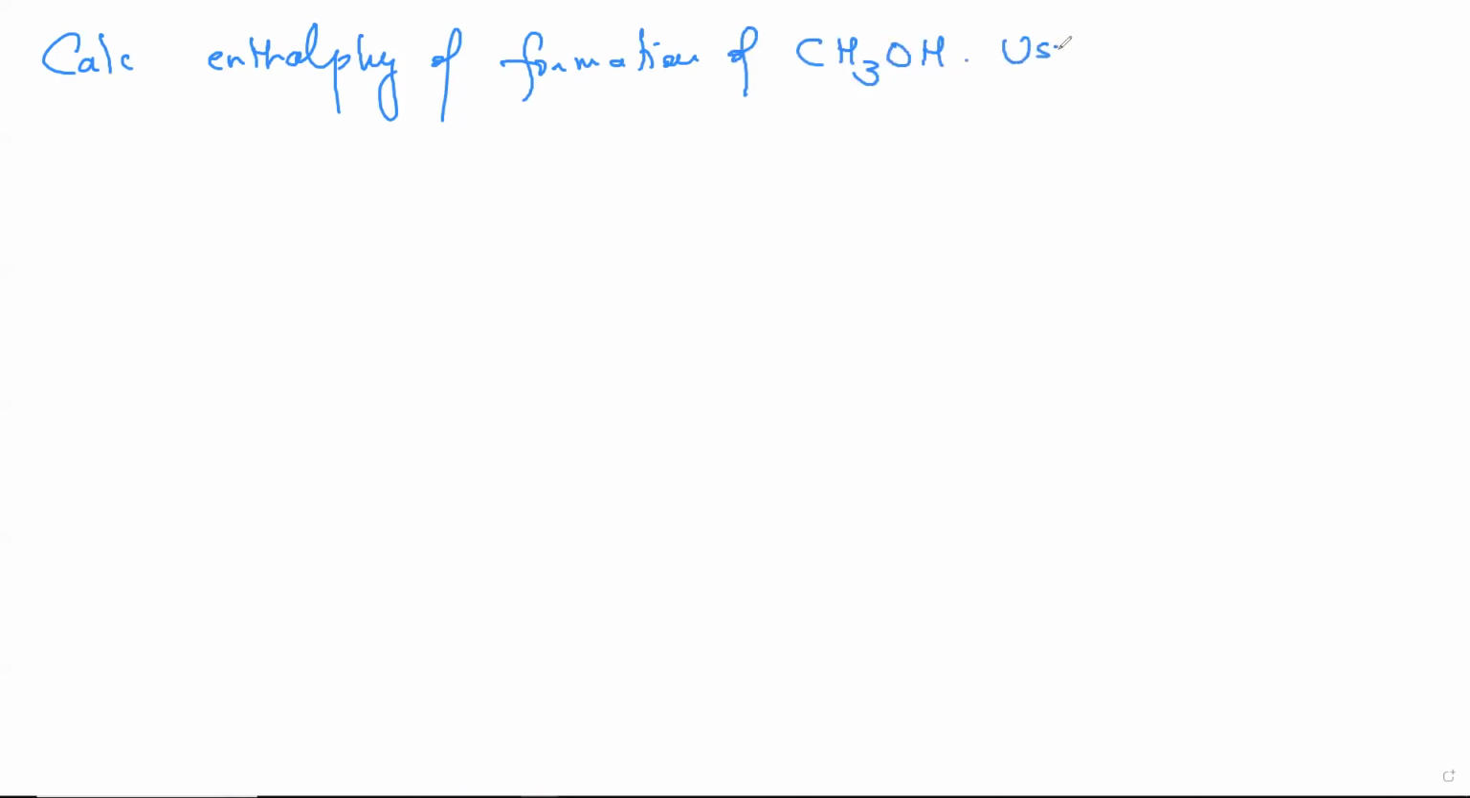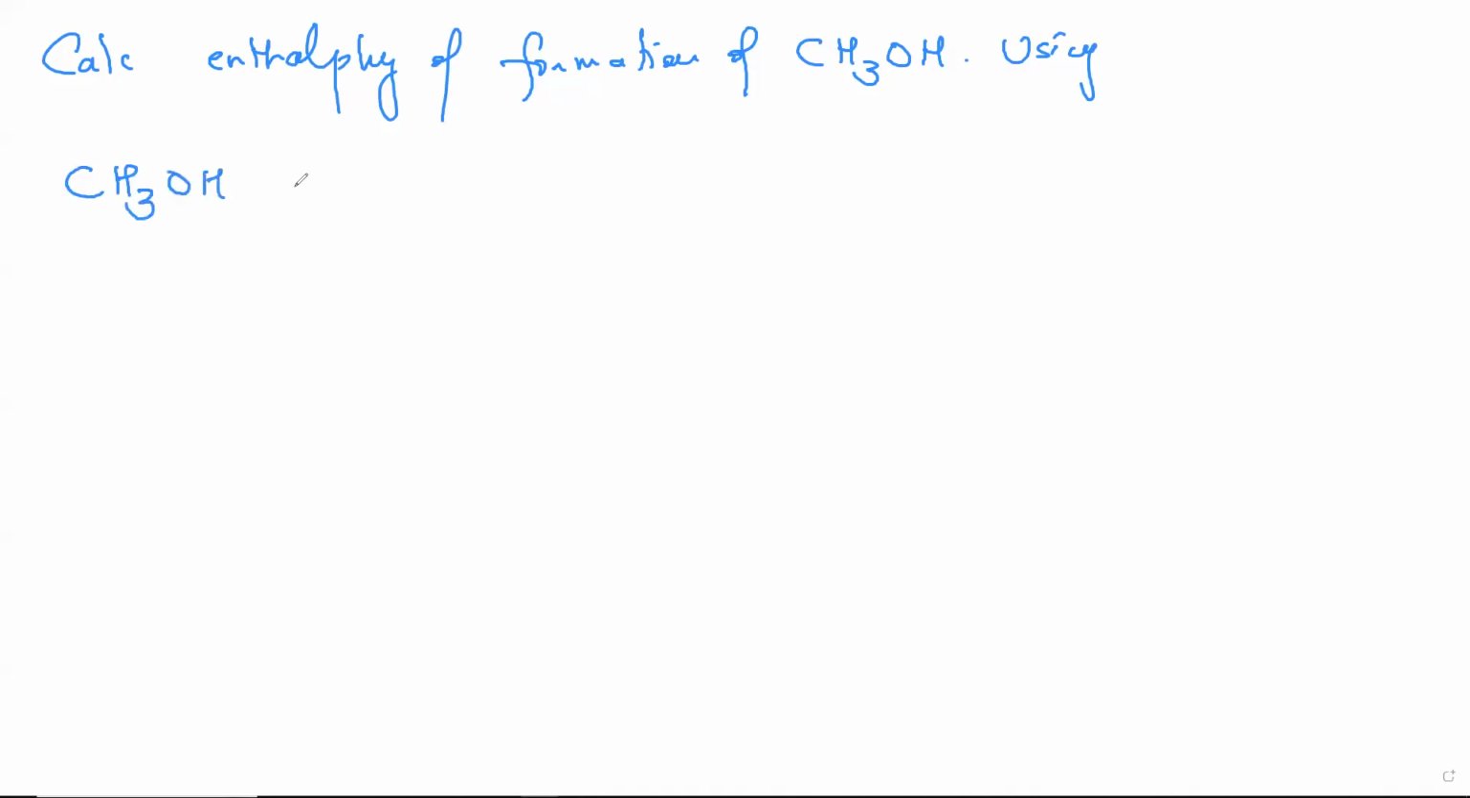Okay. Same. I'm supposed to calculate enthalpy of formation. In this case, they've given me one compound, formation of CH3OH. CH3OH is what I'm supposed to find using whatever is required. These three things are given to me.